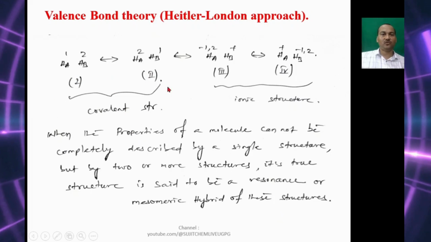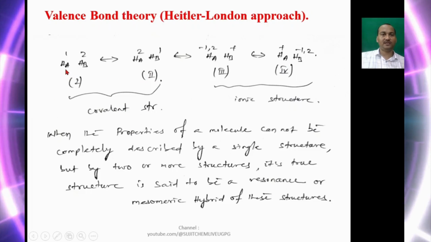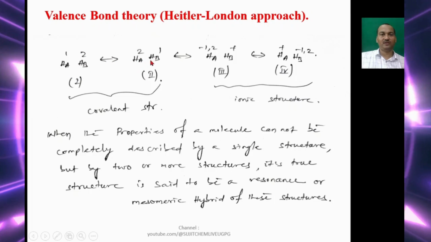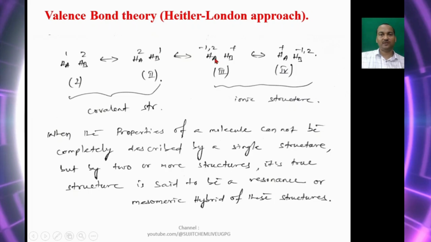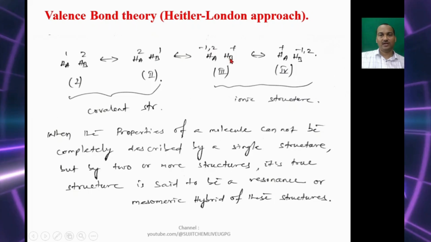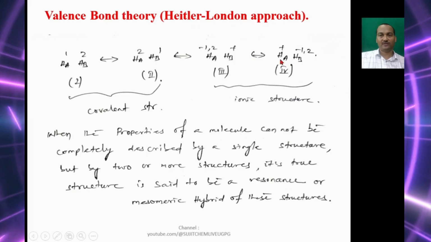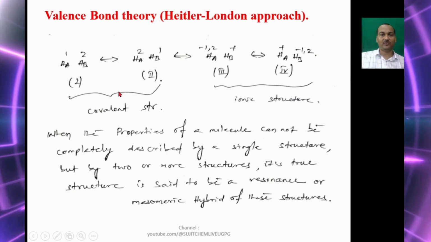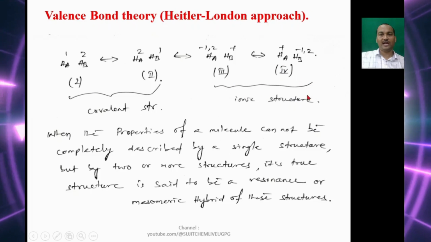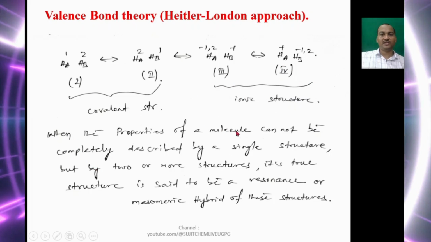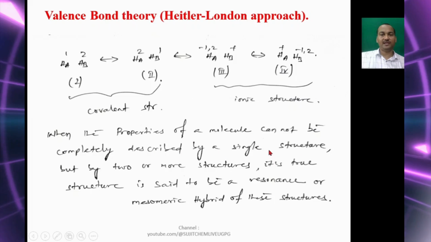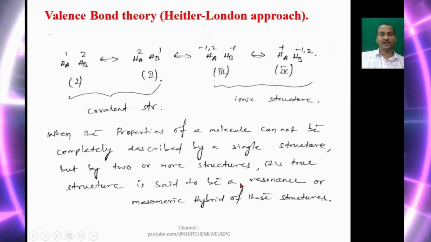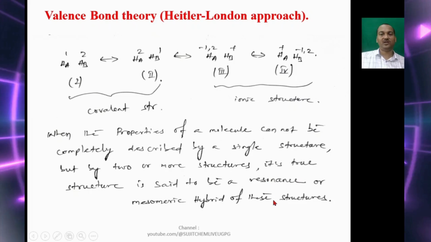We can represent the covalent structure and the resonating structures as HA1 HB2 resonating with HA2 HB1, and this will resonate between HA minus 1 2 with HB plus, and HA plus with HB minus 1 2. So 1 and 2 are covalent structures and 3 and 4 are ionic structures. When the properties of a molecule cannot be completely described by a single structure but by two or more structures, its true structure is said to be a resonance or mesomeric hybrid of these structures.